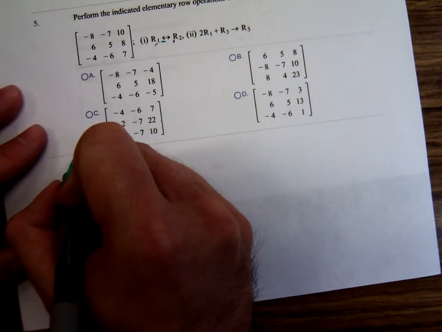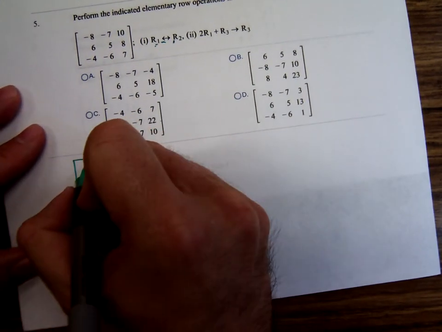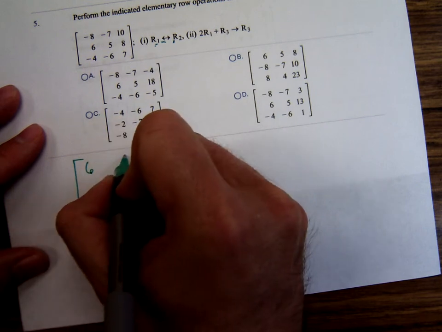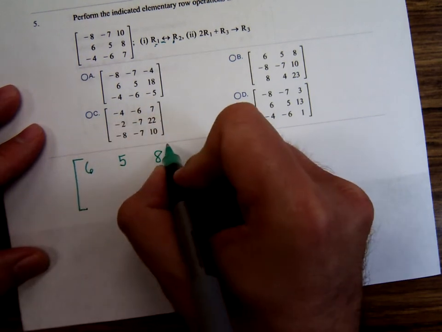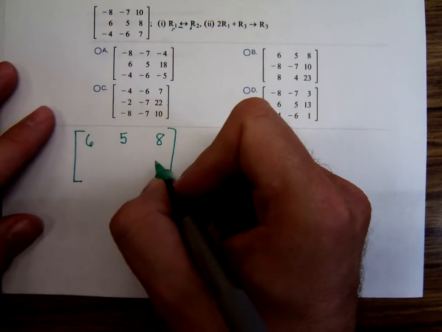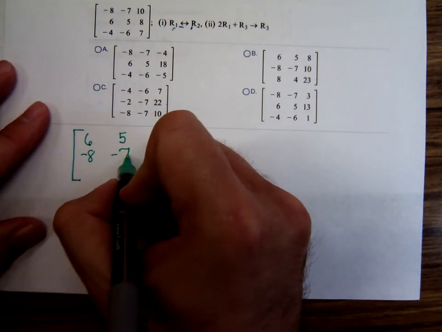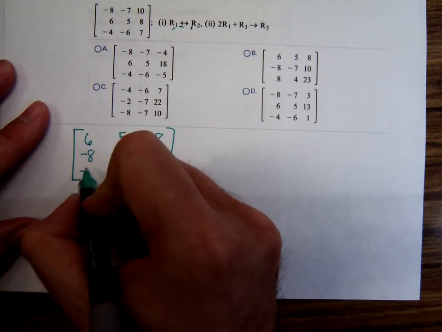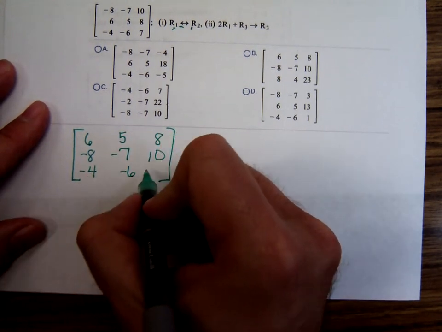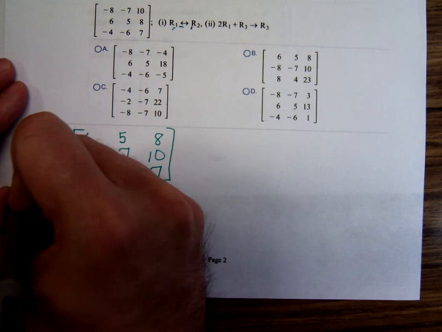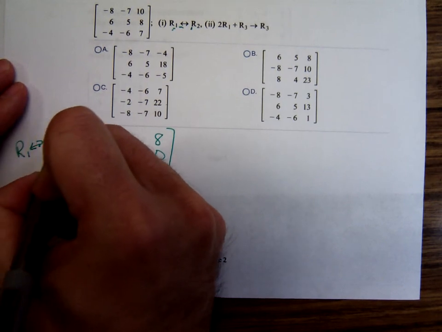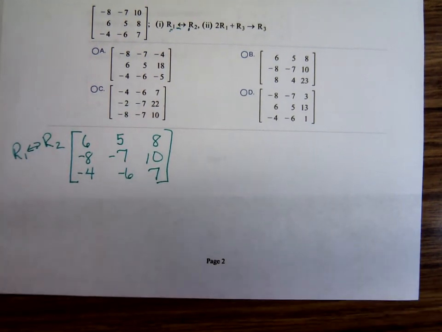So I'm going to rewrite it as I go through here. I'm switching rows 1 and 2. 6, 5, 8. And -8, -7, 10. So what I just did there was switch rows 1 and 2. Interchange rows 1 and 2.